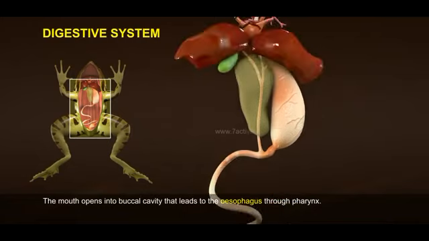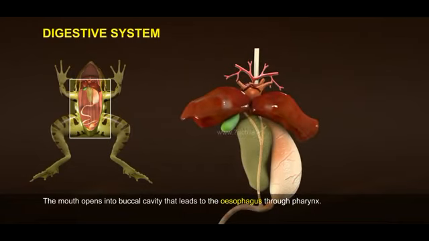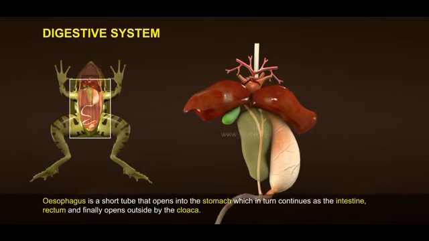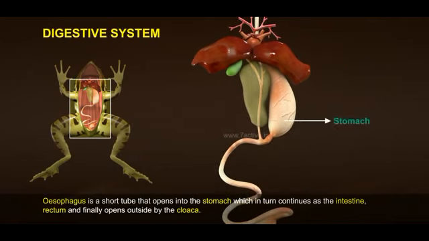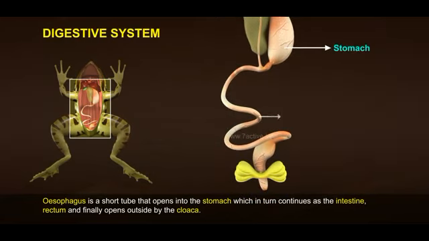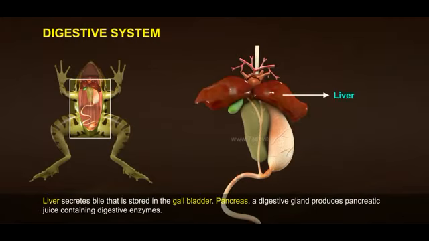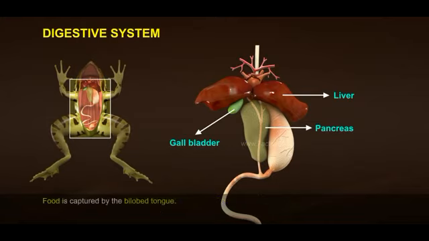The mouth opens into the buccal cavity that leads to the oesophagus through the pharynx. Oesophagus is a short tube that opens into the stomach, which in turn continues as the intestine, rectum and finally opens outside by the cloaca. Liver secretes bile that is stored in the gallbladder. Pancreas, a digestive gland, produces pancreatic juice containing digestive enzymes. Food is captured by the bilobed tongue.